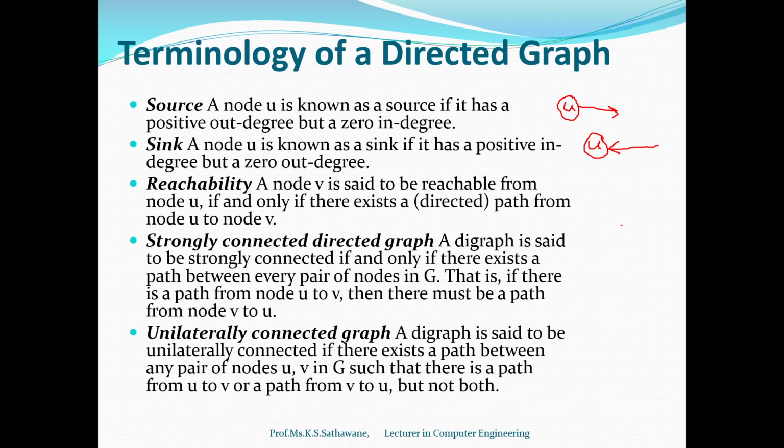Reachability: a node V is said to be reachable from node U if and only if there exists a directed path from node U to node V.